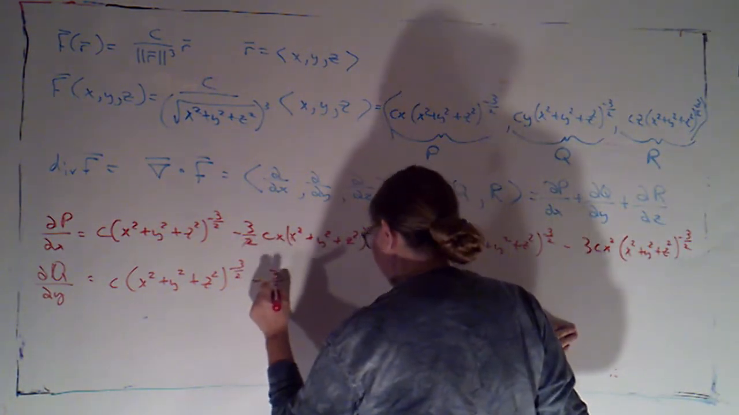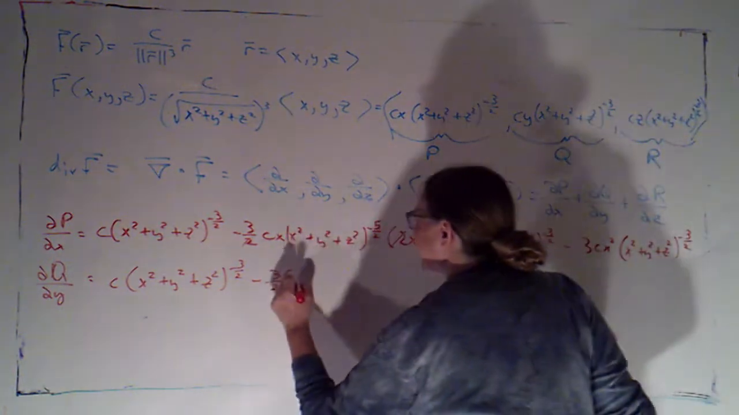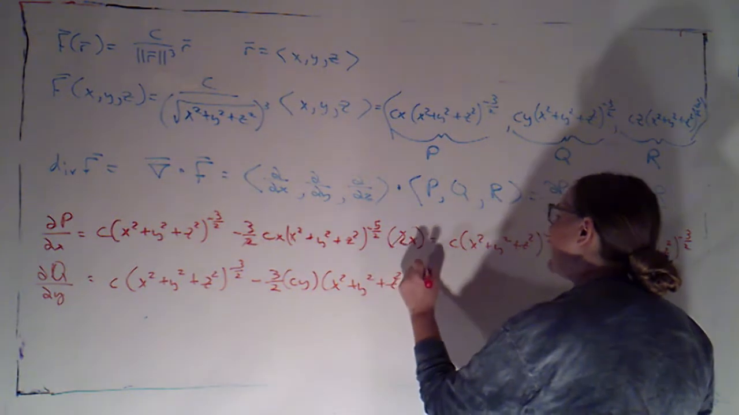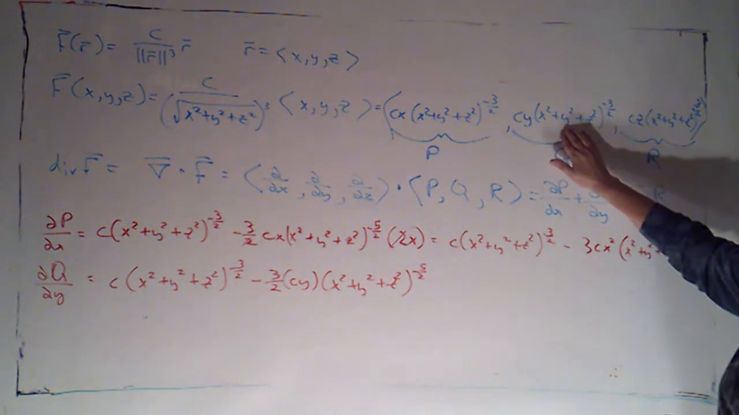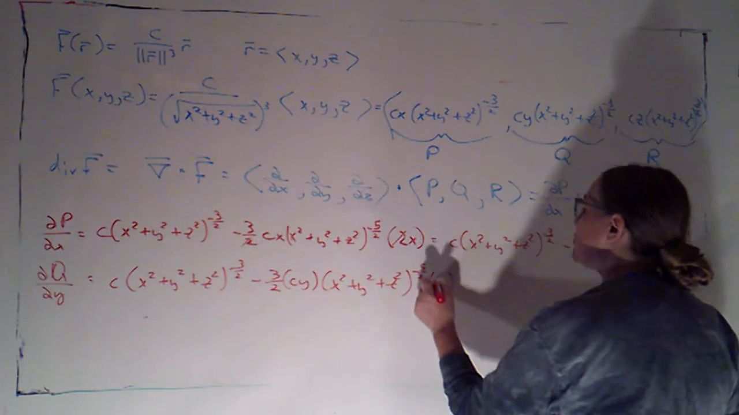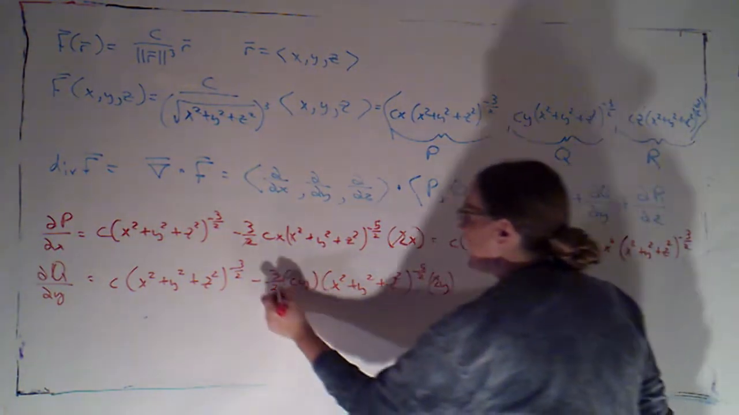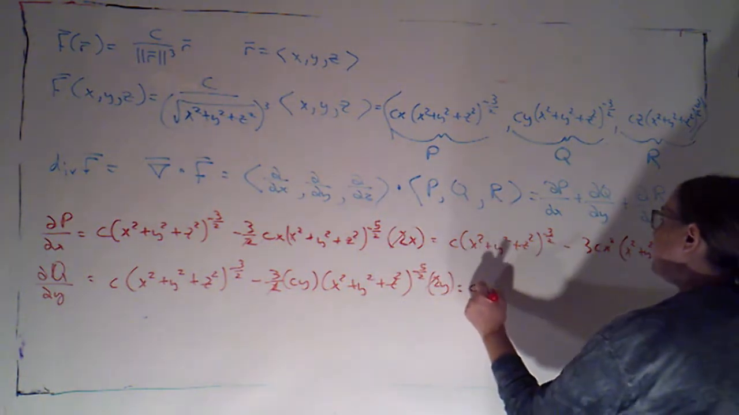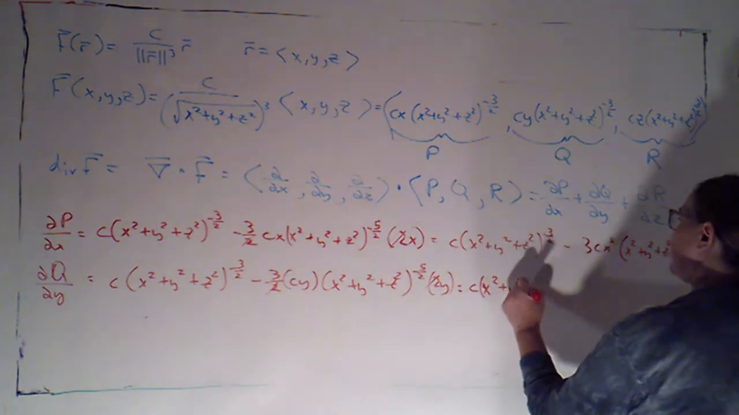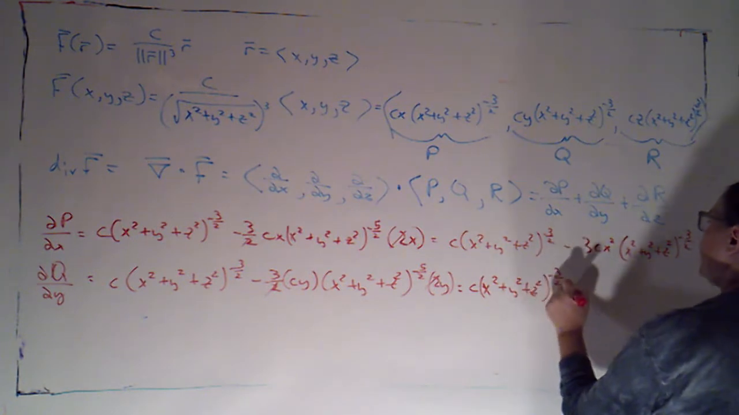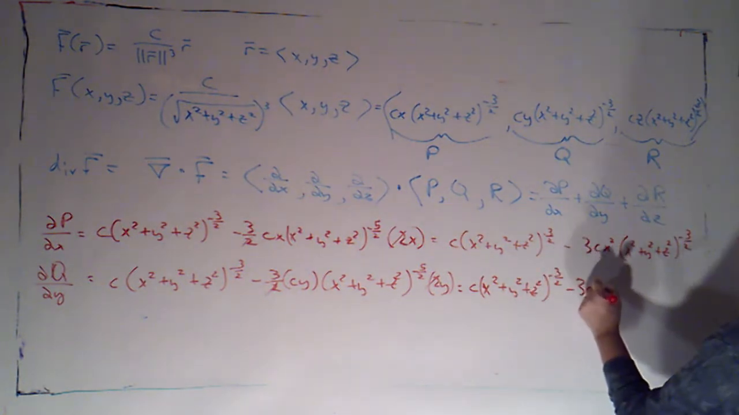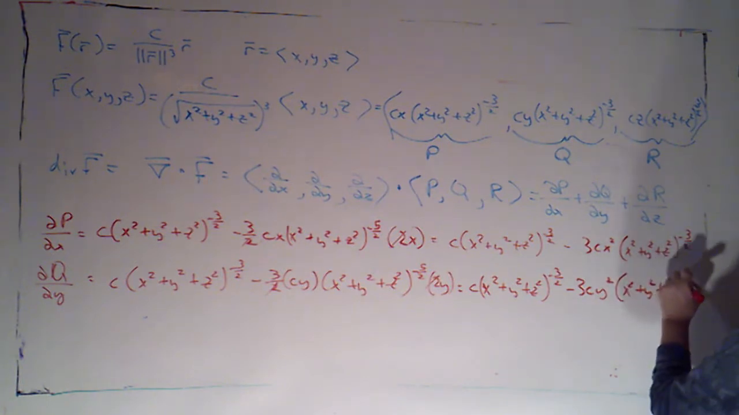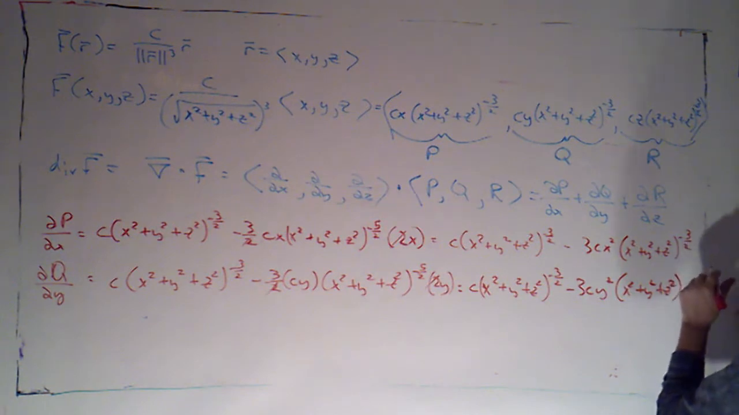So that's going to be a minus 3 halves because I know I'm bringing that down. And I've still got that cy, x squared plus y squared plus z squared to the negative 5 halves. Now the chain rule, derivative of the inside part, is going to give me a 2y. So again, that 2 cancels. And if I want, I can combine those two y's. So I've got c times x squared plus y squared plus z squared to the negative 3 halves minus 3cy squared times x squared plus y squared plus z squared to the negative 5 halves.